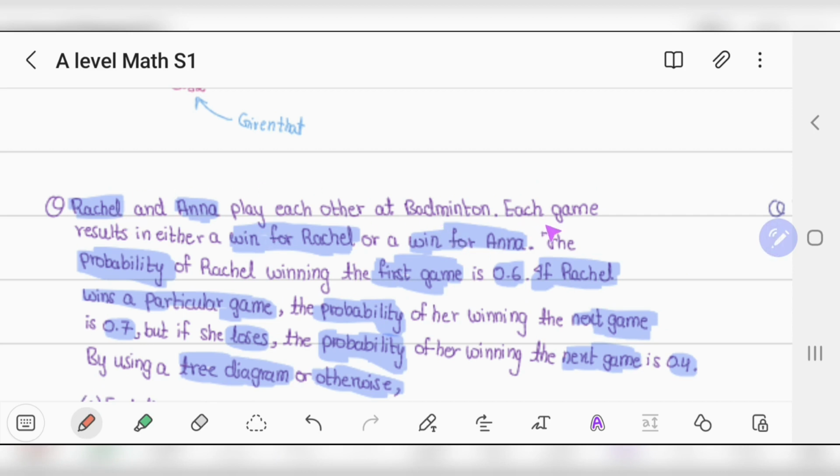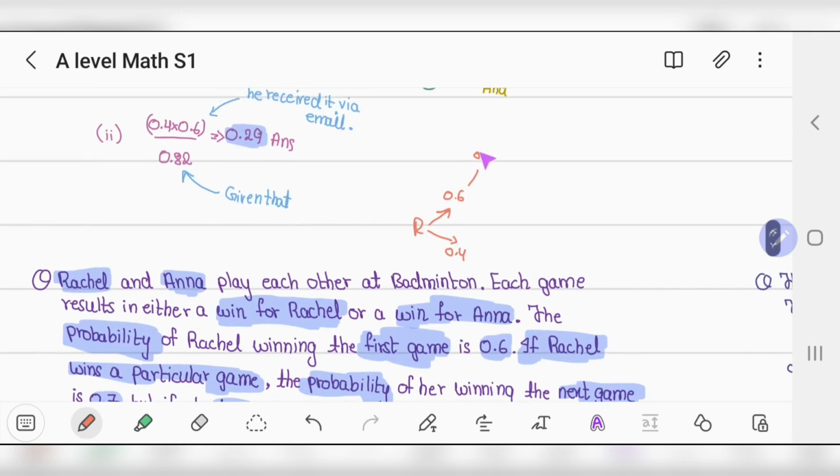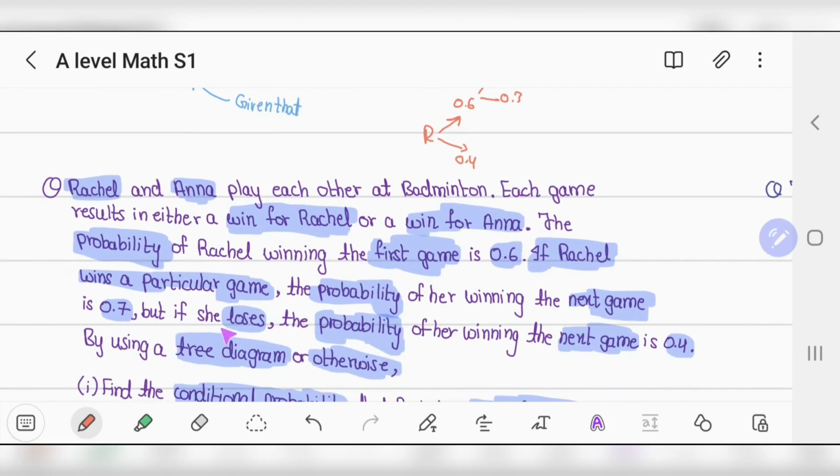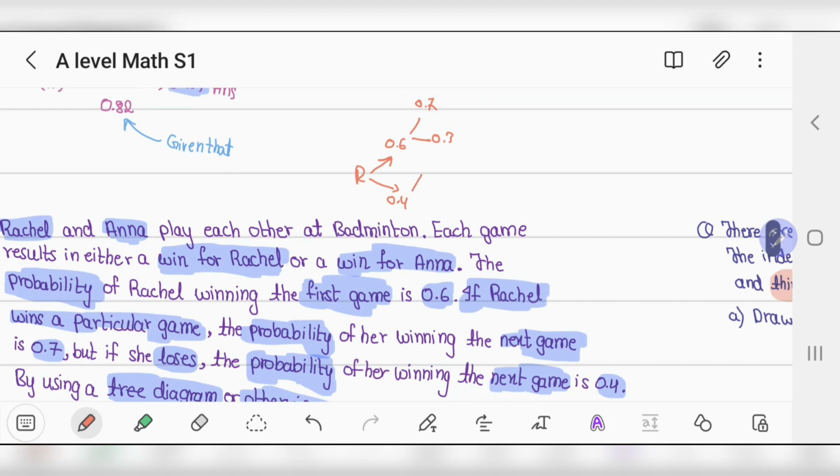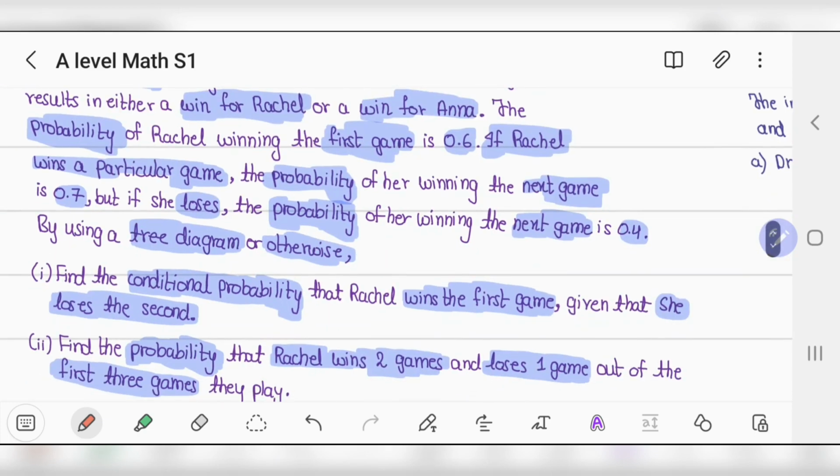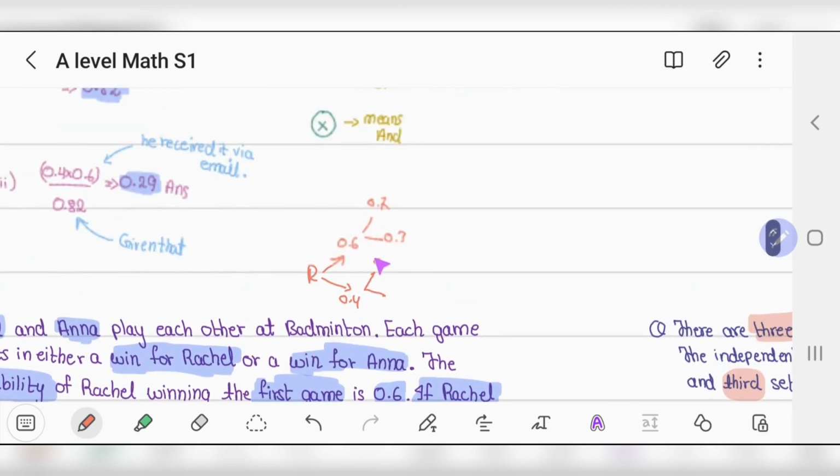First of all, let's see what it's saying. Each game results in either a win for Rachel or a win for Anna. The probability of Rachel winning the first game is 0.6, so she loses the game with 0.4. If Rachel wins a particular game, the probability of her winning the next game is 0.7, and if she loses the next game, then 0.3. If she loses, the probability of her winning the next game is 0.4, which means right here it would be 0.4, and in here it would be 0.6.